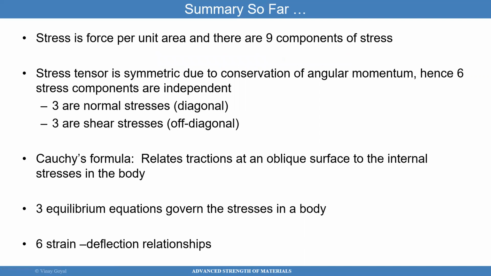So far we talked about the concept of stress, which is force per unit area, and we learned that there are 9 stress components that describe the stress at a particular point. But we also learned that the stress tensor is symmetric because of the conservation of angular momentum. And so in reality, out of 9 components of stress, only 6 of the stresses are independent of each other. For example, we talked about the diagonal terms of the stress tensor, and the stress tensor was given by this expression here, for example.